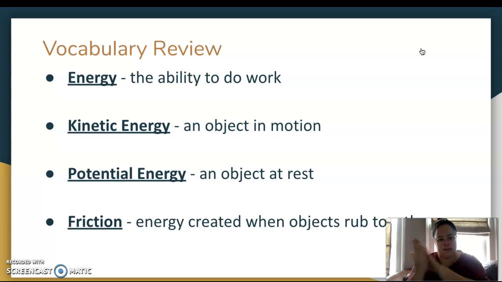And then friction is energy created when objects rub together. So when you rub your hands together, tires rubbing against the street, that is an energy that is called friction.